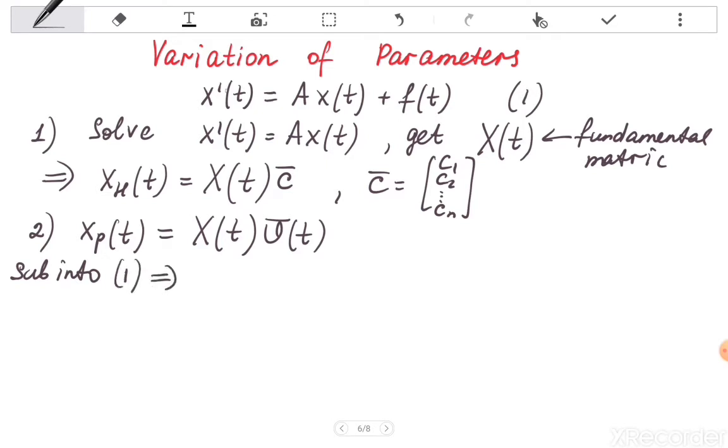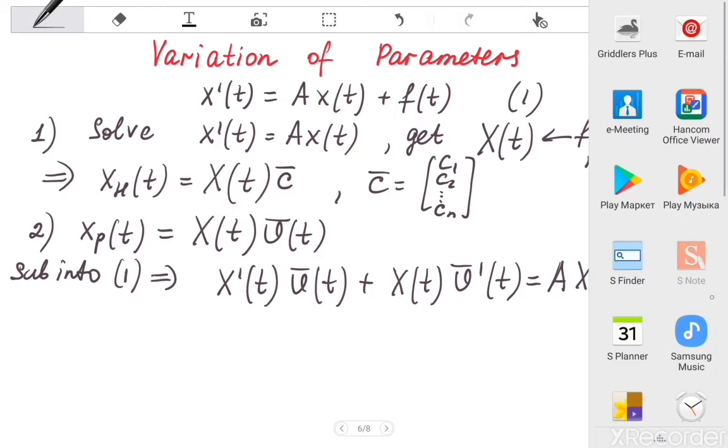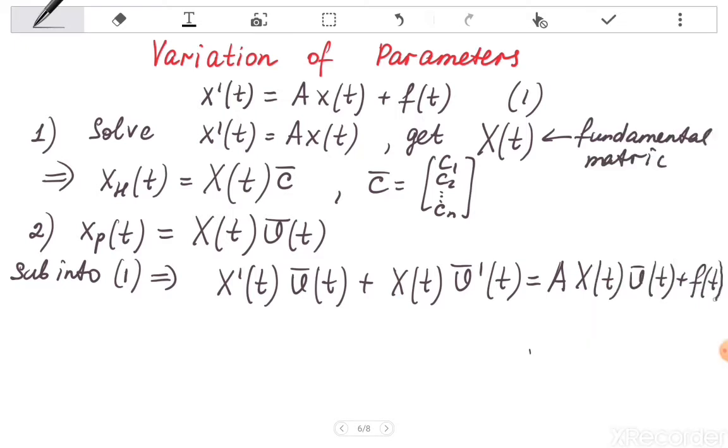What do we obtain? When we find the derivative, we use the derivative of a product. So this is x prime of t times v of t plus x of t times v prime of t, and this is equal to A times x of t times v of t plus f of t. And what we need to find? We need to find this v of t function.